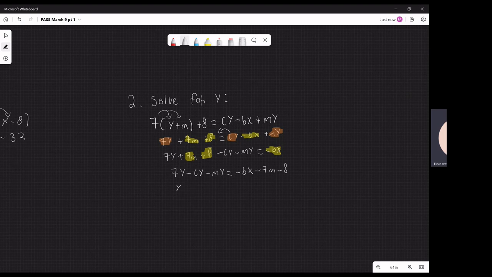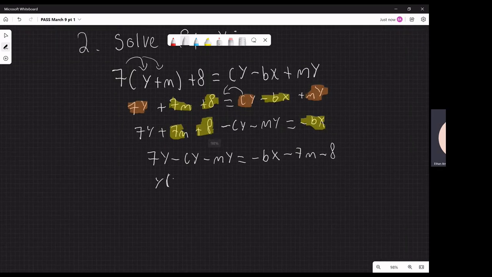So now we can factor out our y. So 7y divided by y is 7. Negative cy would be negative c. Negative my would be minus m equals negative bx minus 7m minus 8. And finally, now that we have factored our y out that we want, we just have to divide by this trinomial here.